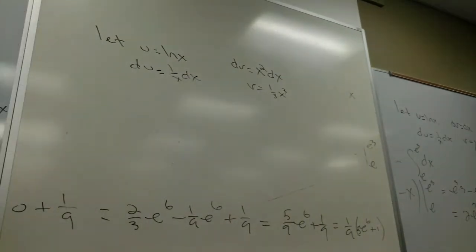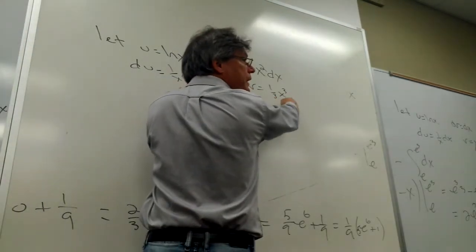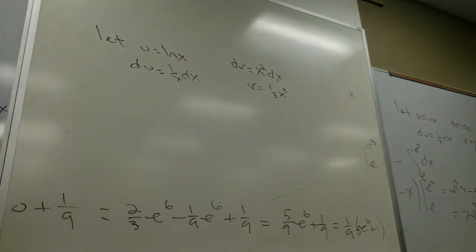It is VDU, which I have right here as 1/3 x cubed times 1 over x. But one of the x's canceled, and that's why I generate that x squared factor.